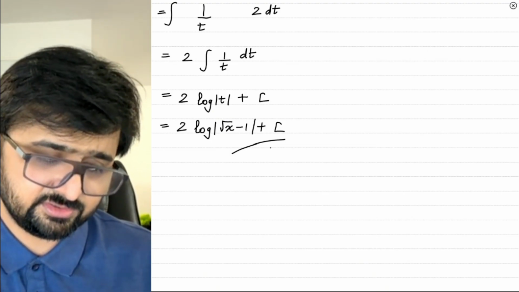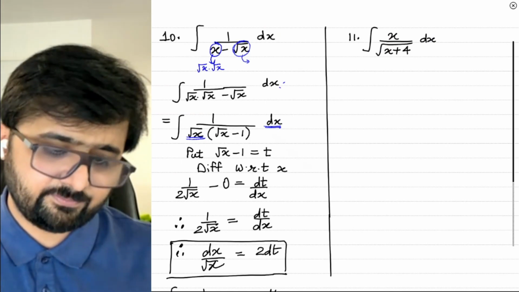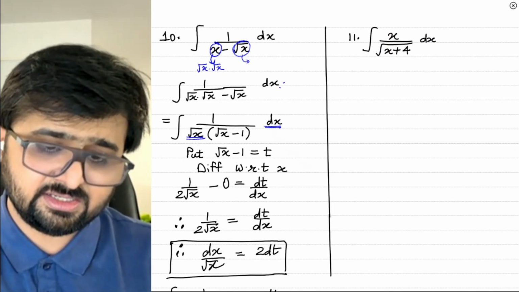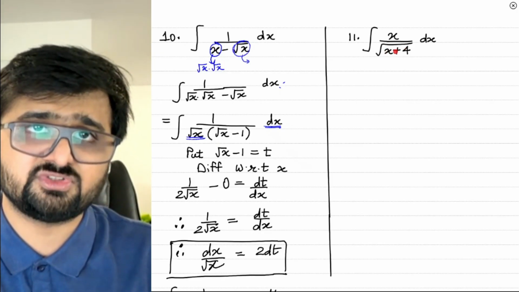Question number 11. If you notice, this is the composite part. X plus 4 is the composite part.